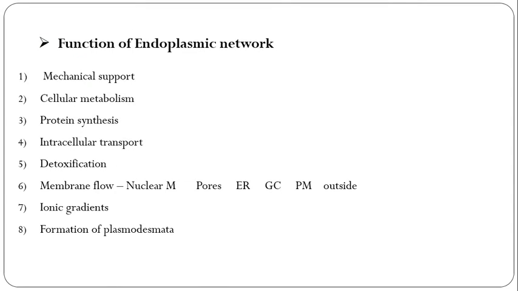So now its functions. The first function of the endoplasmic reticulum is mechanical support to the cell. The endoplasmic reticulum divides the fluid content of the cell into compartments and thus provides additional mechanical support for the colloidal structure of the cytoplasm. These compartments make possible the existence of ionic gradients and electrical potential along the endoplasmic membrane.